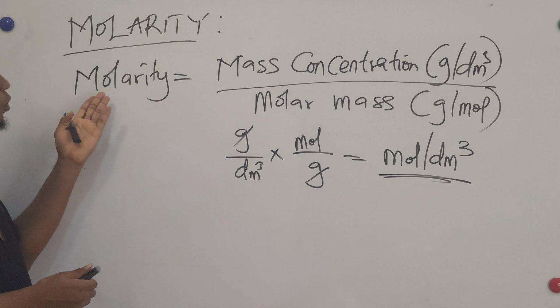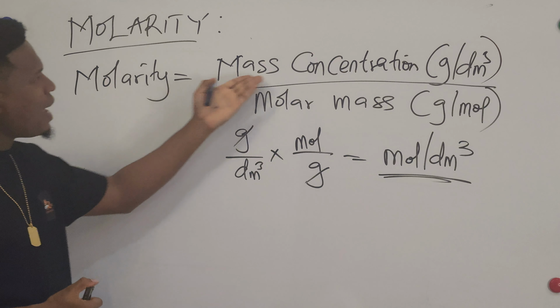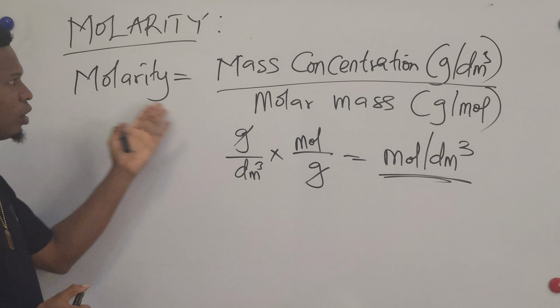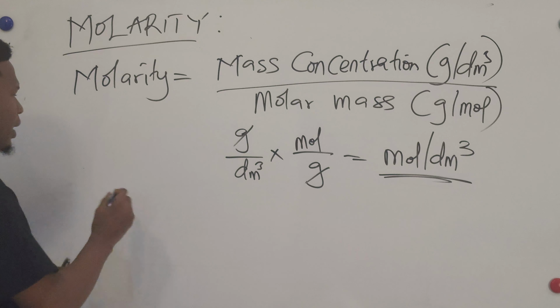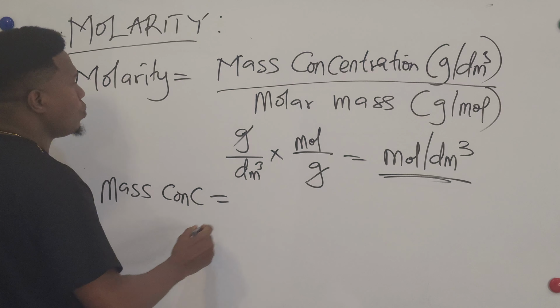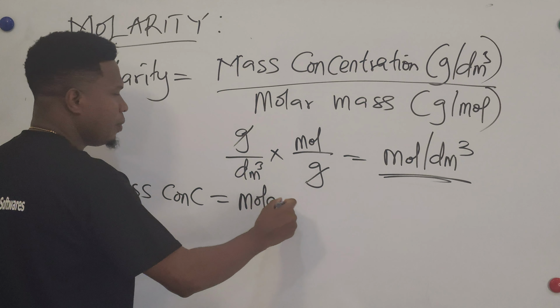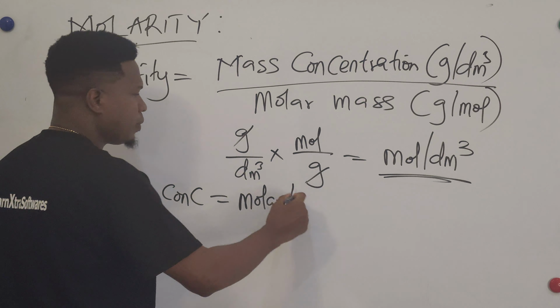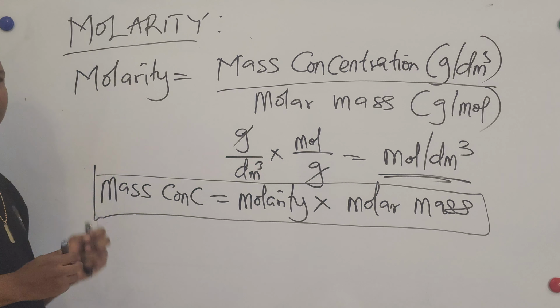With this formula, we can also calculate the mass concentration if we know the molarity of the solution and the molar mass. So we can simply say that the mass concentration is equal to molarity times molar mass. With this, we can relate the molarity and the mass concentration using this equation. If you know this, you can get this. If you know this, you can also get this.